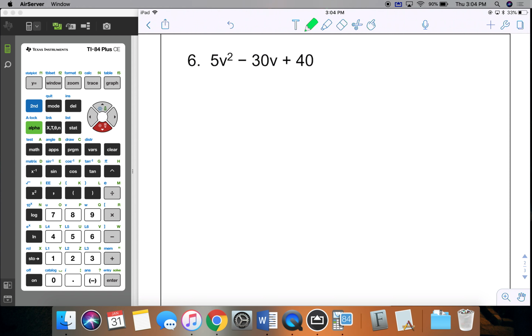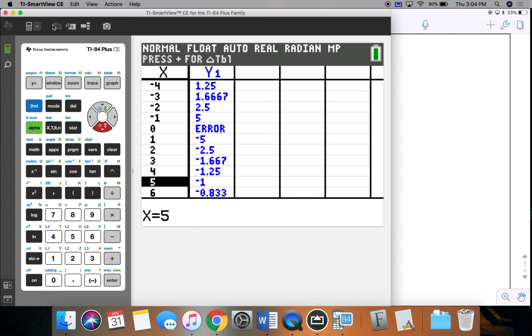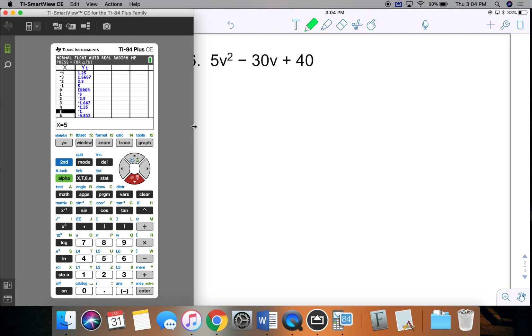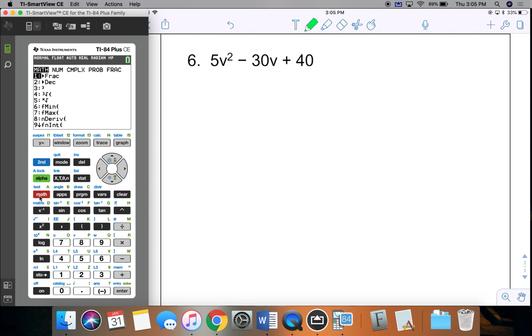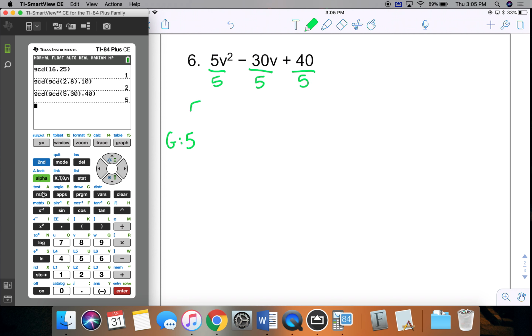Problem 5. There is not 2 terms, so I don't use difference of squares. I am going to check to see if I can get a GCF out of this. So I click math number 9, math number 9. Oh, cute. Math, scroll right 9, math, scroll right 9. So I'm looking between 5 and 30 and 40. And my GCF is a 5. So I'm going to divide a 5 out of all of these.